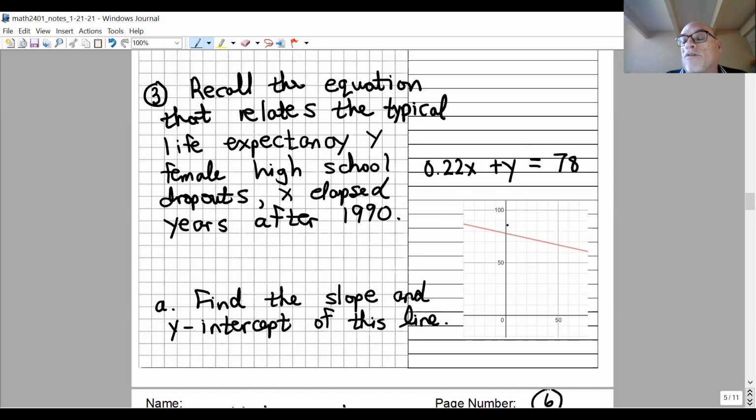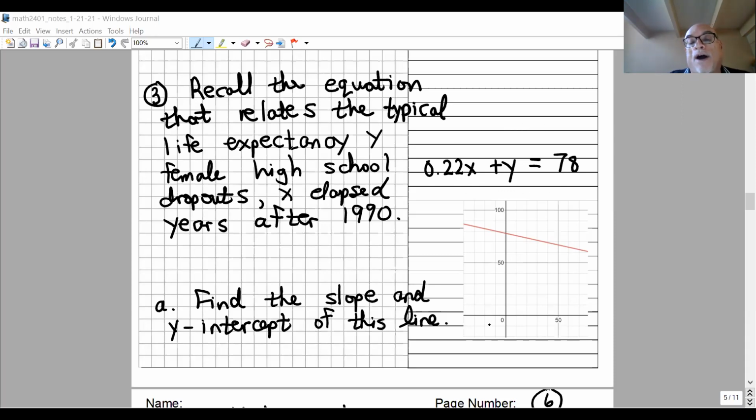And remember, what's kind of disturbing about this graph is the line is going downhill from left to right, correct? Which meant that life expectancy for female high school dropouts has been decreasing, which is not a happy fact, but that's the case there. So this is a linear relation, so it has all of the features that linear relations do.